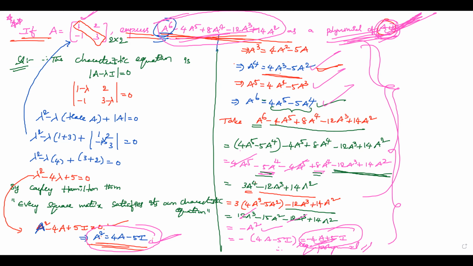That is the exact question. Sometimes they will ask like this: find the linear polynomial. Linear polynomial means the order should be 1, so A power 1. It should be a polynomial and the order should be 1. Okay, so now let us take one more question.